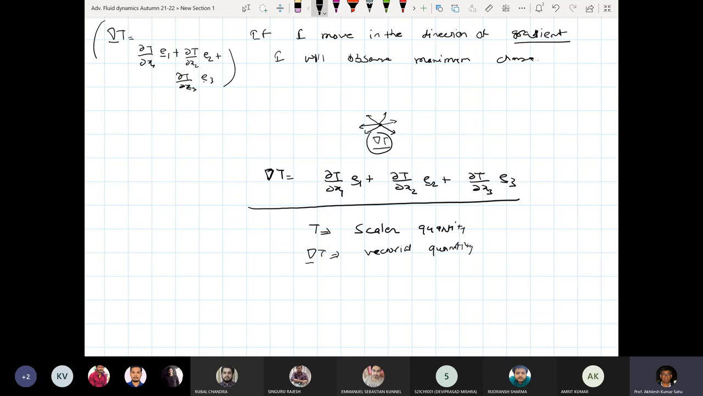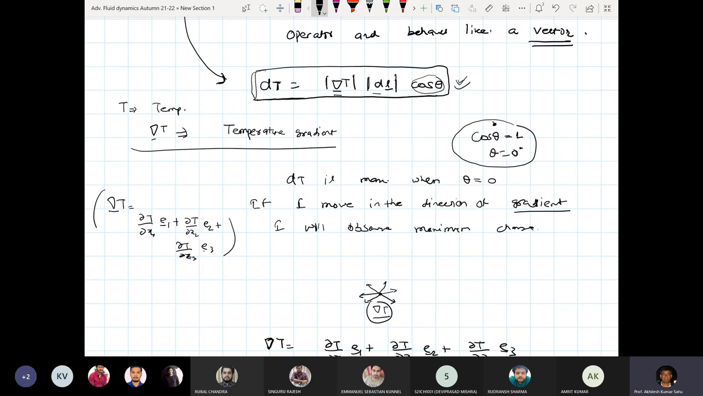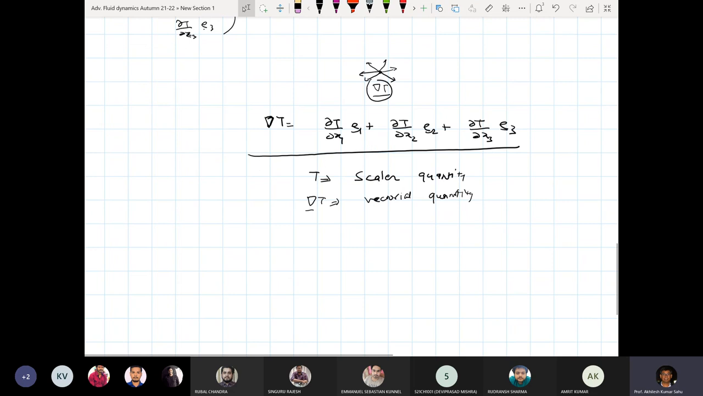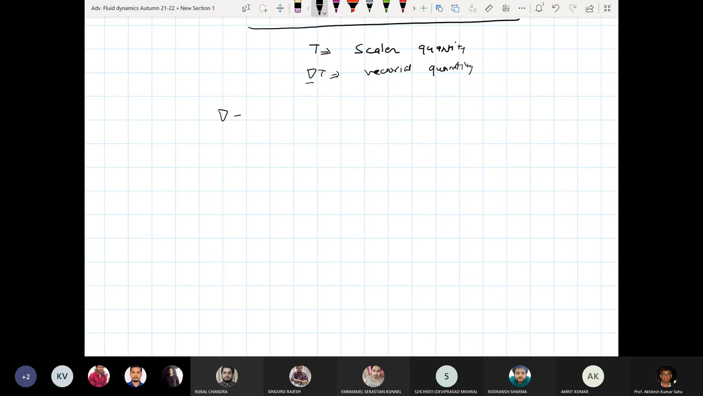I just made this statement by using this. So this del, what is del? In Cartesian coordinate system, del is defined as e1 partial by partial x1 plus e2 partial by partial x2 plus e3 partial by partial x3. So this is in Cartesian coordinate system. For spherical and cylindrical, we will see later how we get the definition of del for those coordinate systems. So this is the definition of del in Cartesian coordinate system.